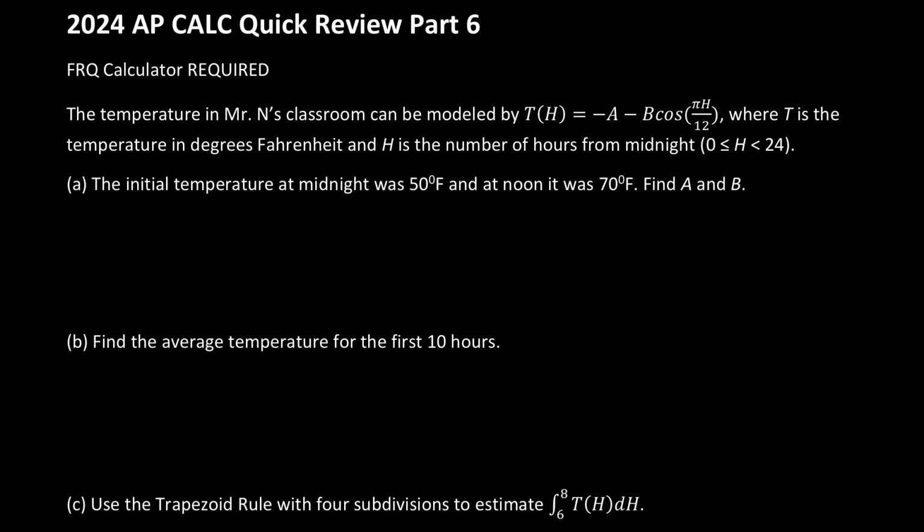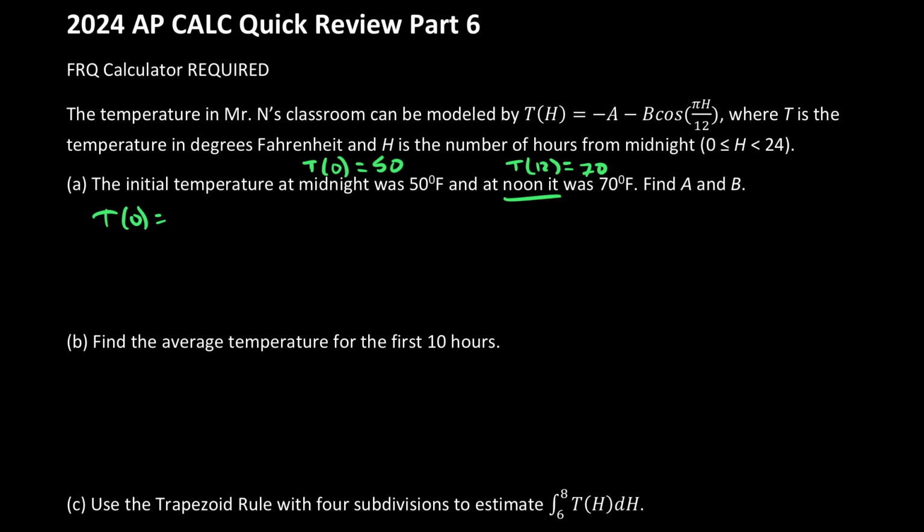Find A and B. So what this problem is telling us is that at midnight, T of 0 is going to be 50, and at noon, T of 12 is going to be 70, and we need to find A and B. Since we know this, let's put 0 in our equation. If I put in 0 for H, I will get the cosine of 0.